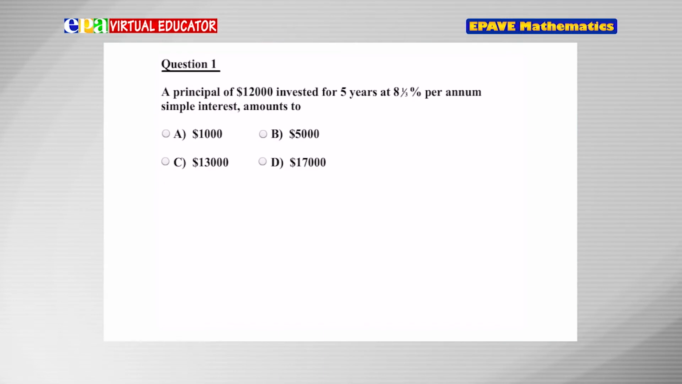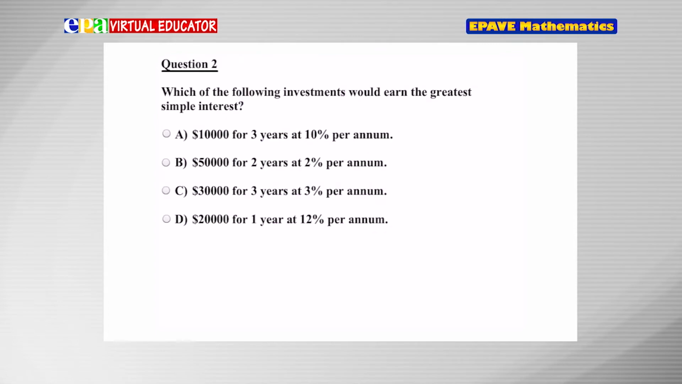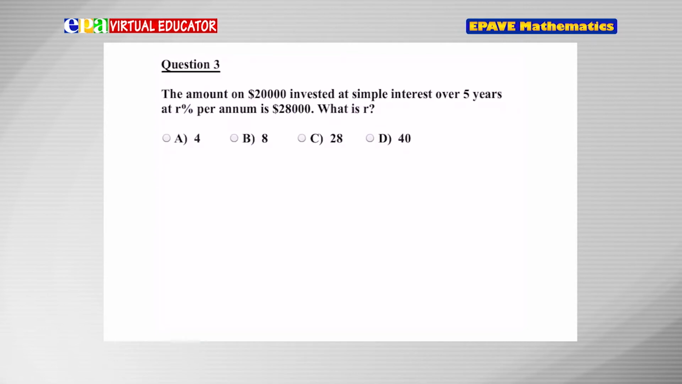A principal of $12,000 invested for 5 years at 8 1/3% per annum simple interest amounts to A, B, C, or D? Which of these investments would earn the greatest simple interest? A, B, C, or D? The amount on $20,000 over 5 years simple interest at R% per annum is $28,000. Is the value of R A, B, C, or D?